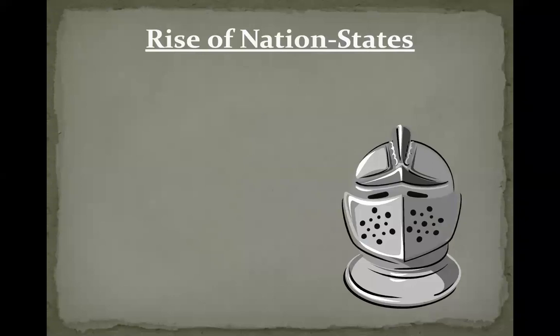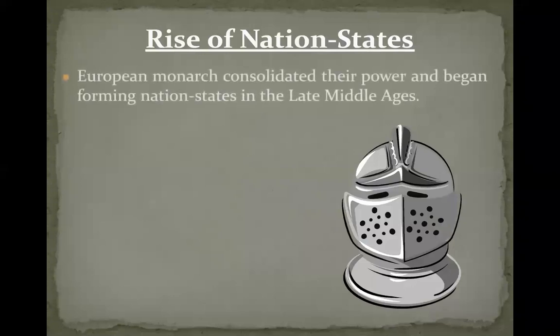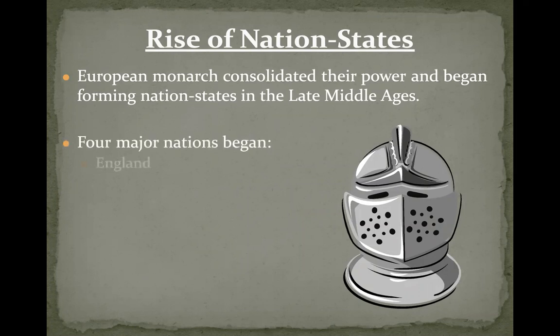So, we'll be talking about the rise of nation states, and this is where the European monarchs consolidated their power and began forming nation states in the late Middle Ages. We see these nation states in major places that we know today, such as England, France, Spain, and Russia. So I'll give you all a minute to fill this out on your fill in the blank notes.